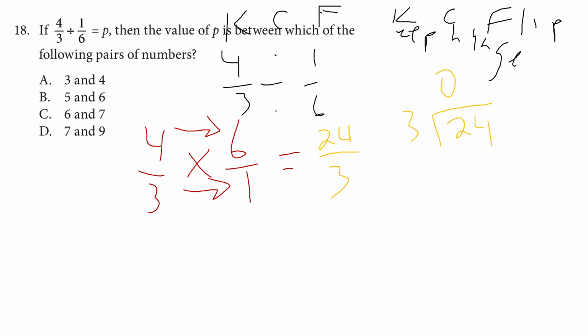3 can't go into 2, so I put a 0 there. 3 can go into 24 8 times. 8 times 3 is 24. That gives us 0. So our answer is 8, and 8 is between the numbers 7 and 9.